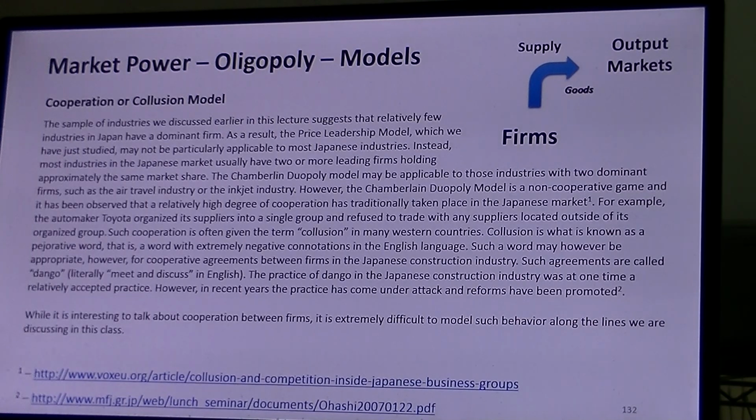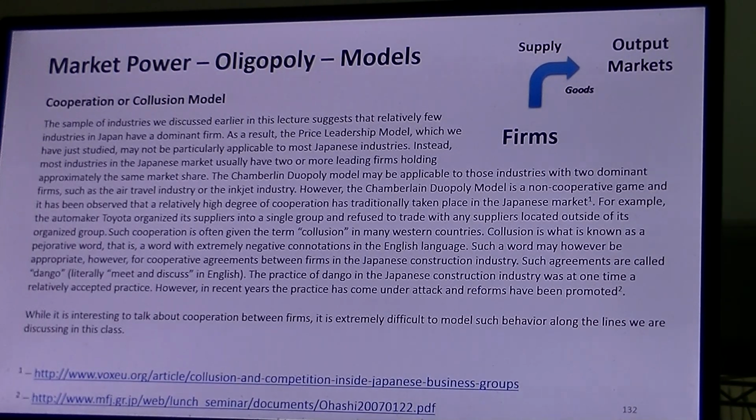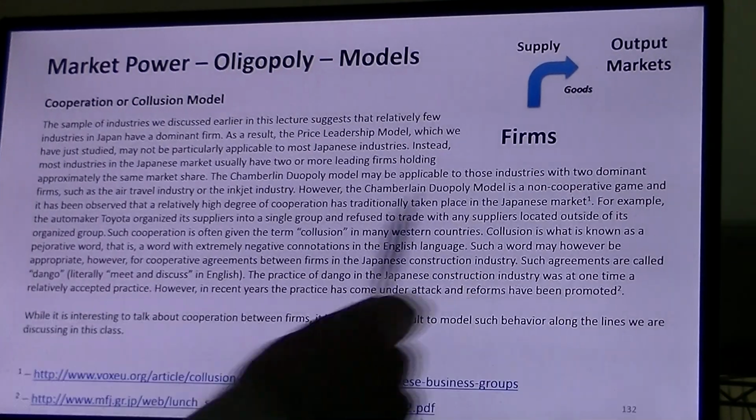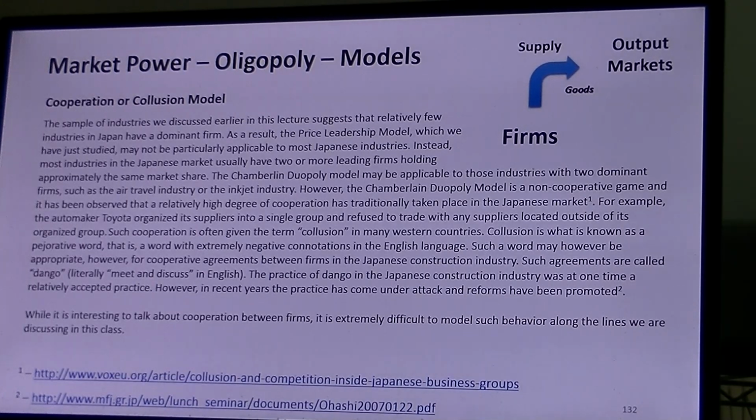Well, that's not true at all. They're very competitive. And very few industries have a dominant firm. So we suspect that the price leadership model may not be particularly applicable to most Japanese industries. They usually have two or more leading firms holding approximately the same market share. You saw that. So the Chamberlain duopoly model may be applicable to those industries with two dominant firms. And the examples, remember, were the air travel industry and the inkjet industry. The Chamberlain duopoly model is a non-cooperative game.